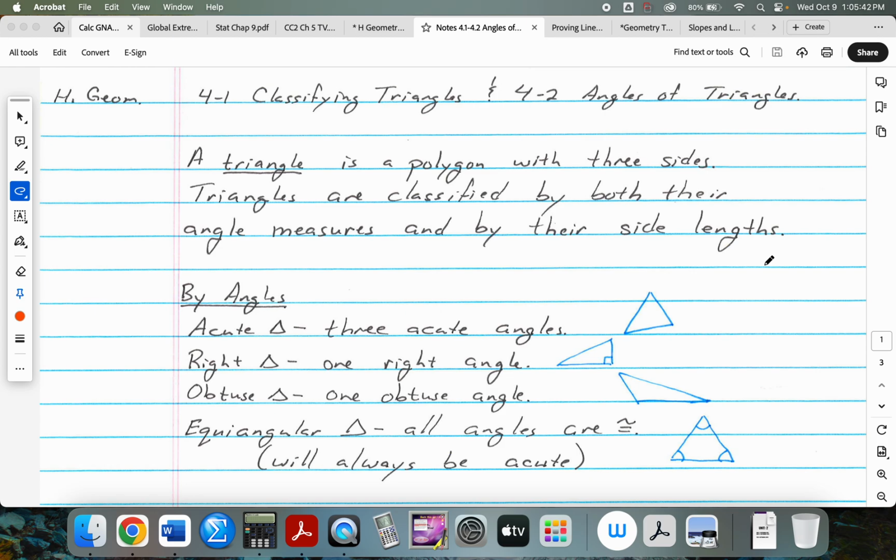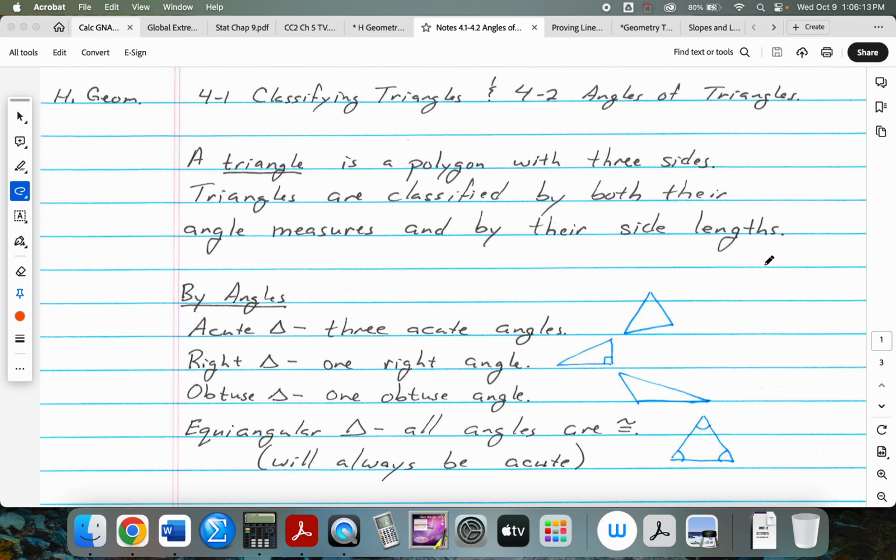So acute has to have three acute angles. A right triangle has one right angle. Now, how many acute angles does it have? Two. So one of the true-false questions that sometimes people will ask is they'll say, if a triangle has an acute angle, then it's an acute triangle. No. That's false. Every triangle has an acute angle in it.